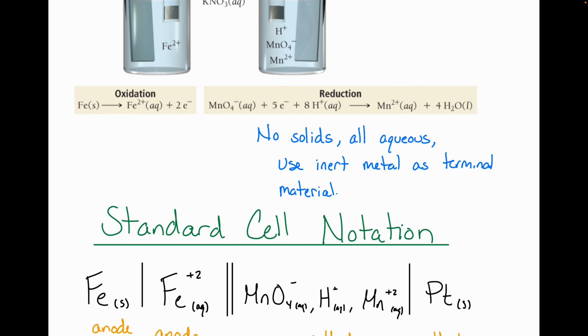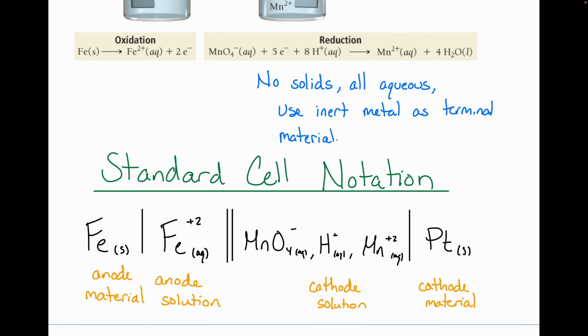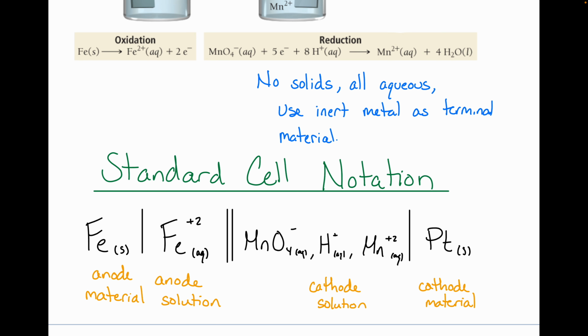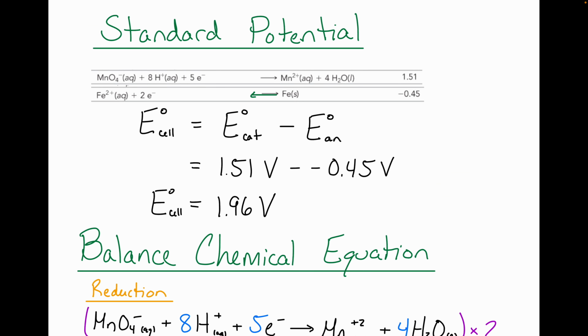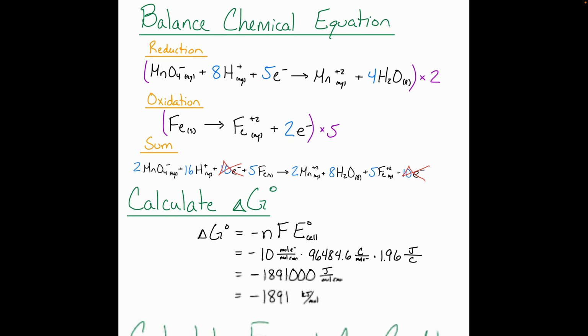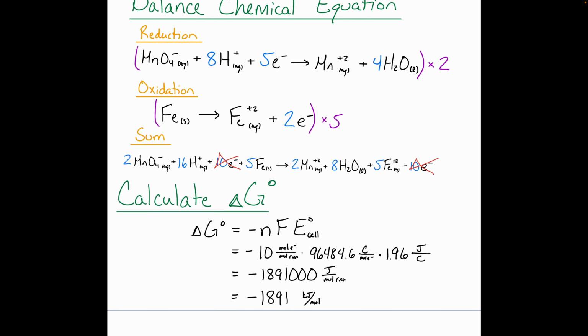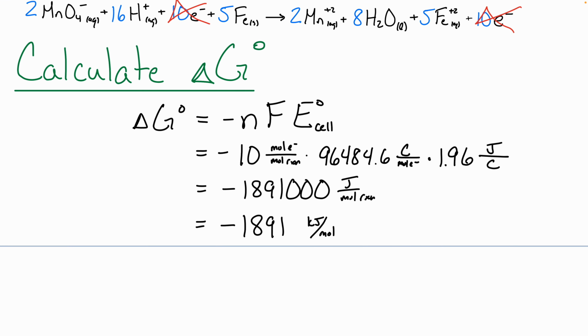We learned how we can summarize this battery into what we call standard cell notation. And then we learned how to talk about these batteries quantitatively. First, what we call standard potential, measuring the voltage of that battery by paying attention to the potential of our two reactions, our two half reactions. All right, and then from there we could calculate our delta G of this reaction using our new equation here that we derived.